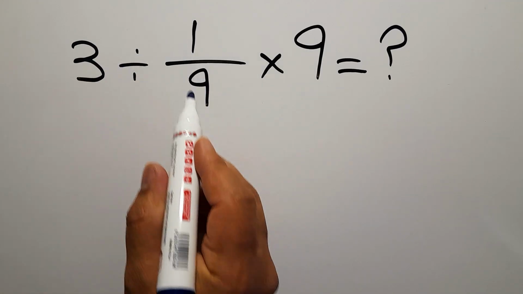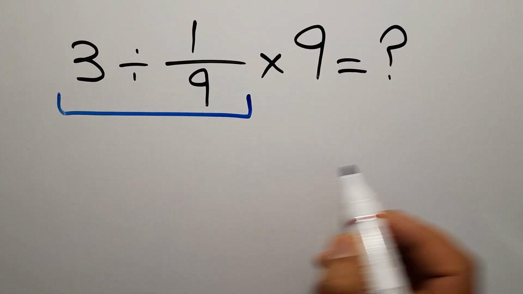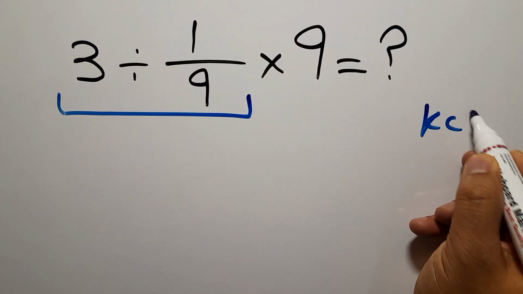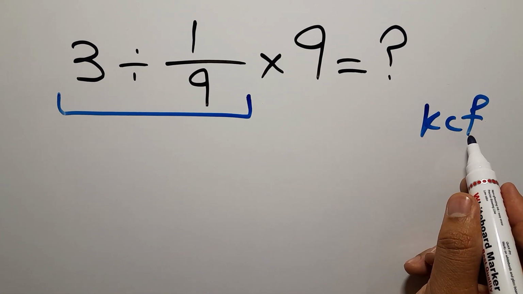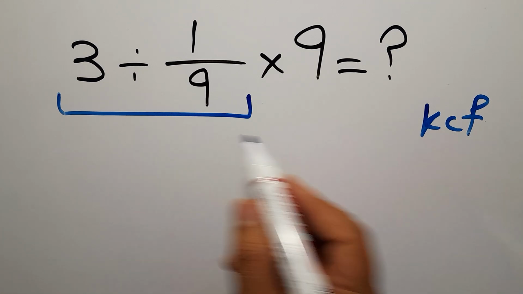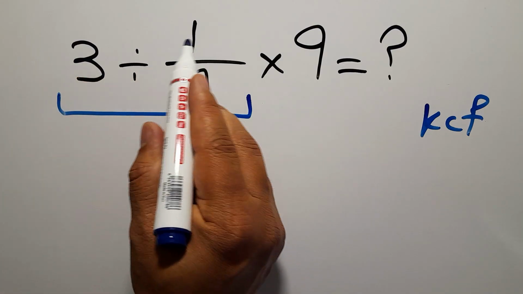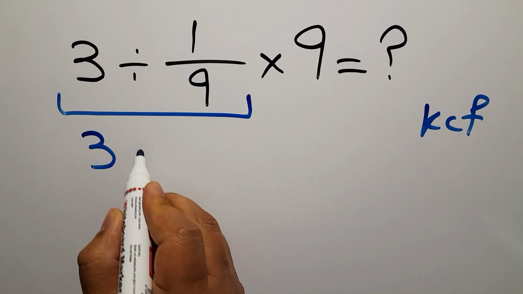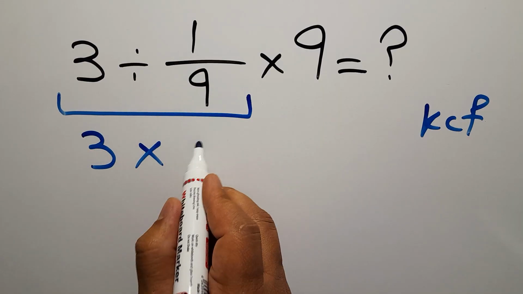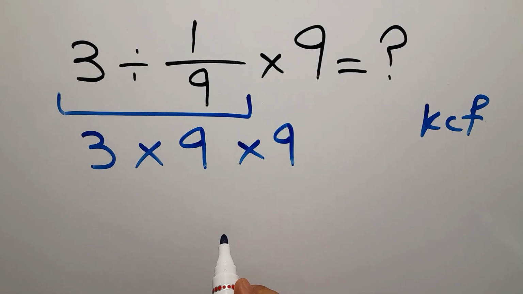3 divided by 1 over 9. According to the KCF rule, K stands for keep, C stands for change, and F stands for flip. Keep the first fraction, change division to multiplication, and flip the second fraction. So we can write 3 times 9. And again we have here times 9.